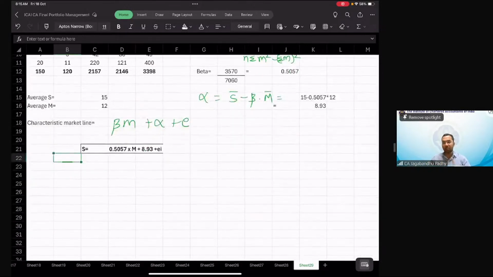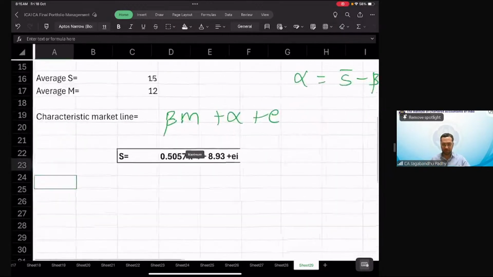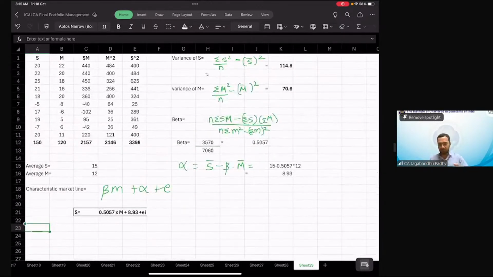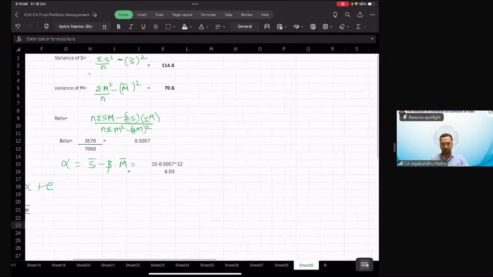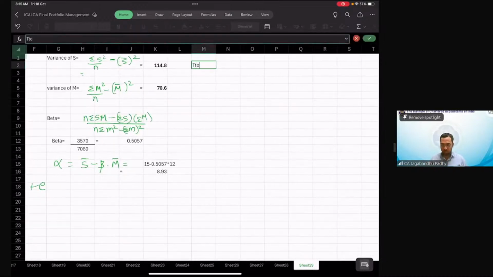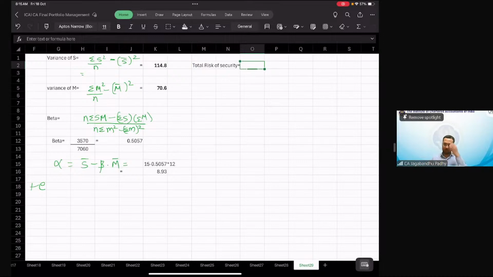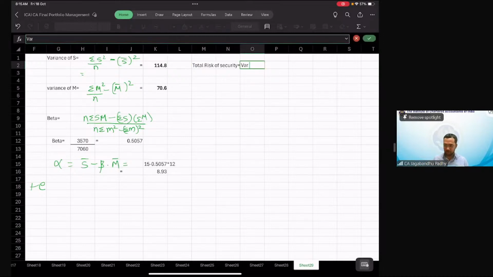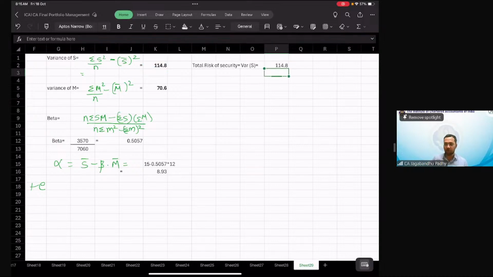Now the next part is to break the risk into systematic and unsystematic, which is very simple. We'll take help of this particular data. What is the total risk? Total risk of security. What is the total risk of the security? Can I say it will be the variance of the security? Now variance of security is 114.8.